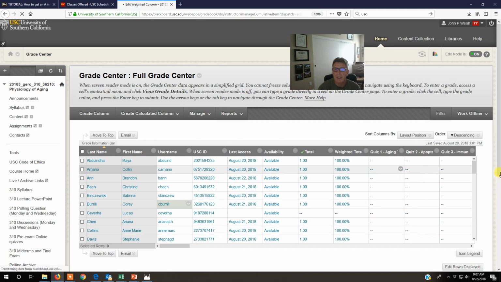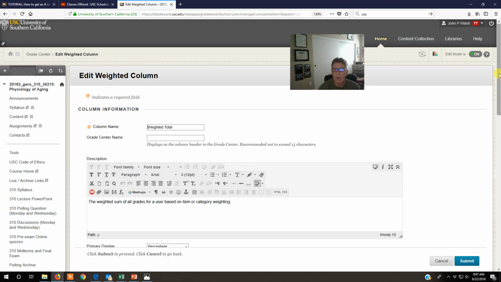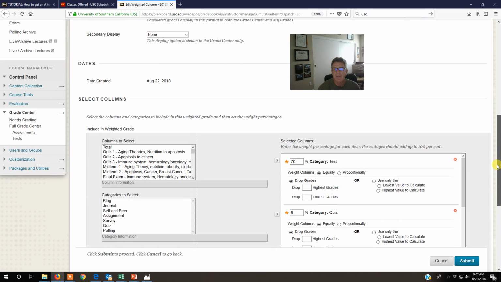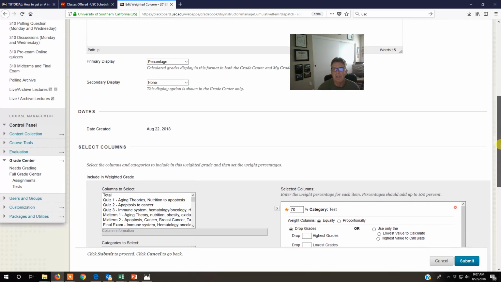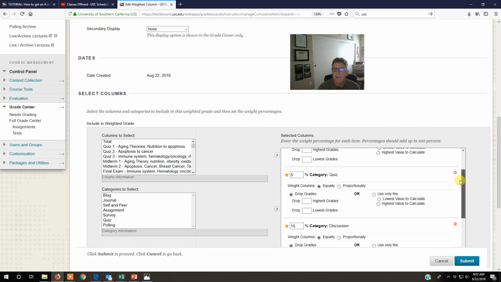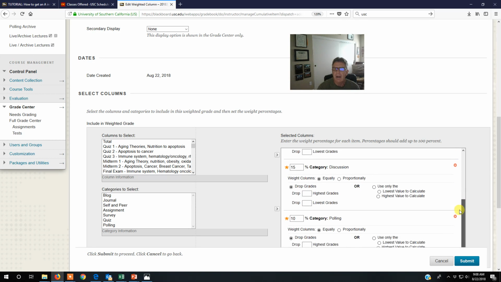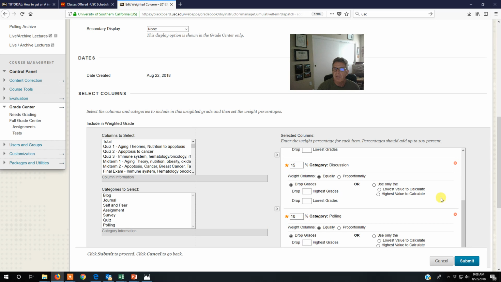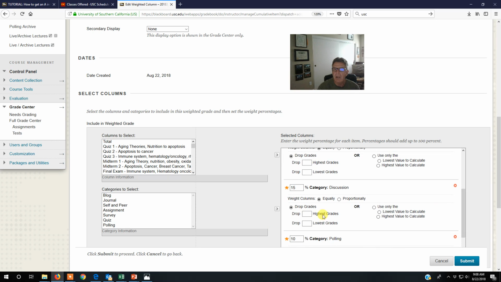edit column information. So this is weighted total, okay? So we see right here, I went into the weighted total, and this is also in the syllabus, but the 3 exams are worth 70% of their grade, okay? The quizzes, the pre-exam quizzes that you guys are all familiar with, the 20 question multiple choice, are 5% of their grade. And polling is going to be 10% of their grade, and discussion is 15.